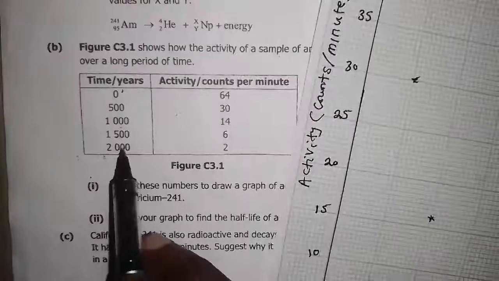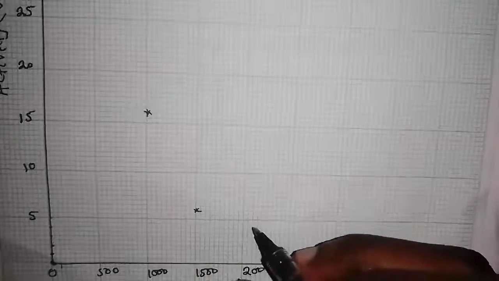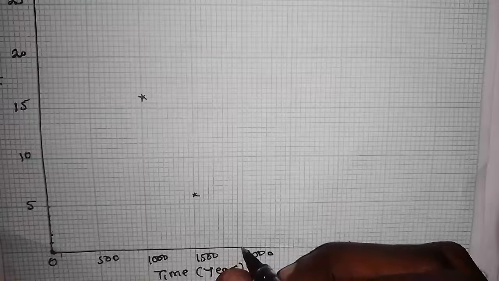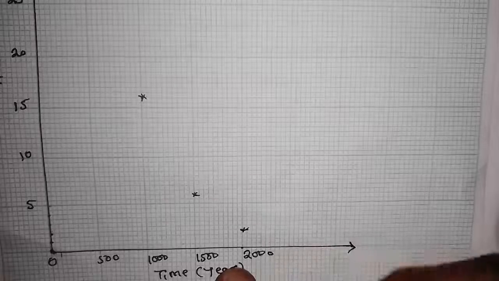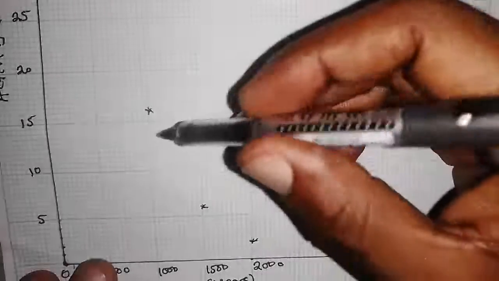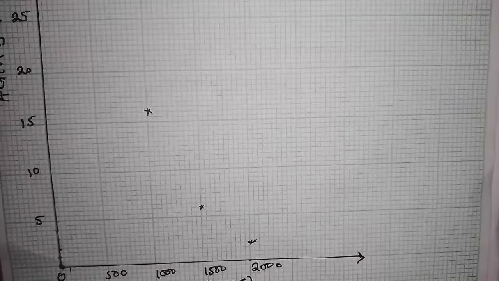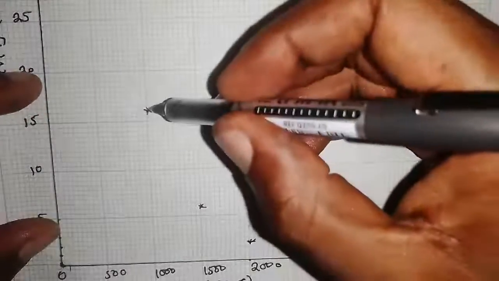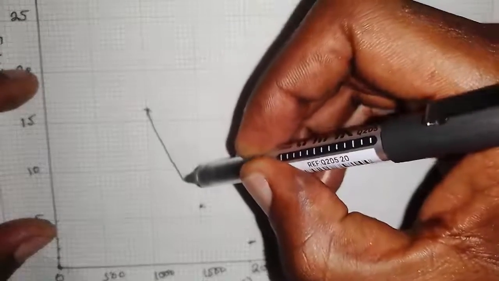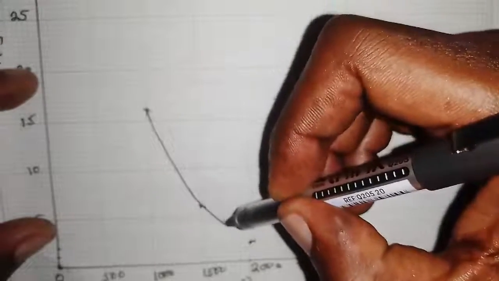And now the last one is 2000, 2. So this is 0, 1, 2. This is our 2. And now you can simply join your graph. You have to be very careful when joining the graph. Just smoothly. Something like that.